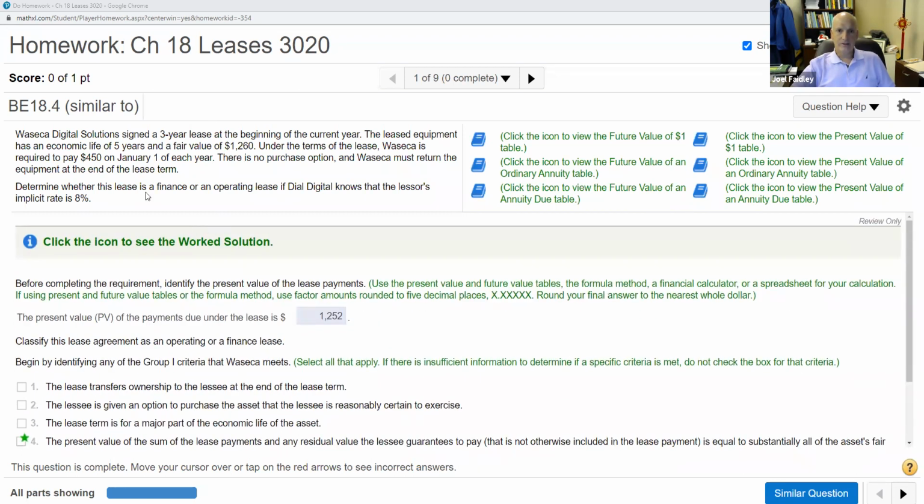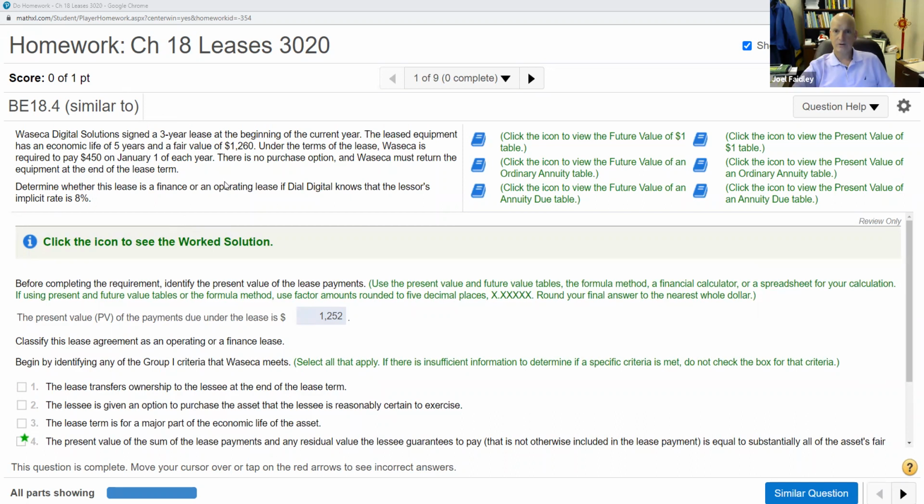So what we see here is Waseca Digital Solutions had a 3-year lease. Leased equipment has an economic life of 5 years. So, under the old standard, 3 divided by 5, 60%, would tell you that that's less than 75%. So the answer would be a no. And that's what you see down here. That box is not checked.